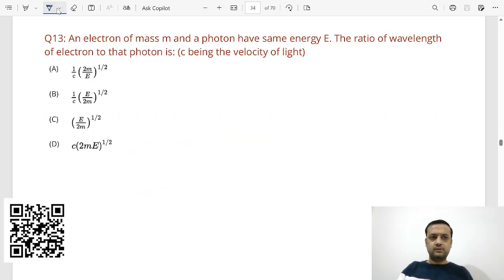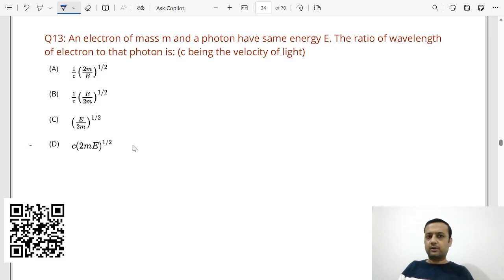All right, let us see this question. In this question, an electron of mass m and a photon have the same energy E, and we have to find the ratio of the wavelength of the electron to that of the photon.